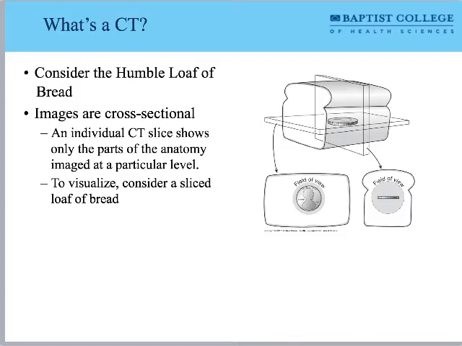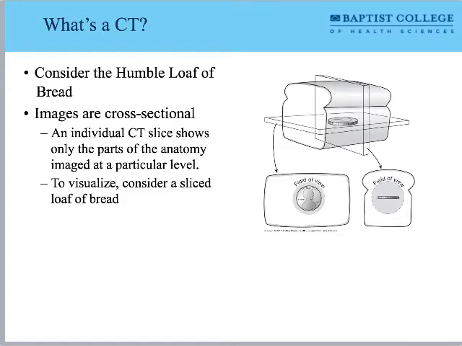Well, what is CT? What is the best way to explain it to our patients? Looking at our textbook, she says, think about a loaf of bread. And you've probably heard people make this comparison before. It's a really useful comparison, right? What we're going to get is images that are cross-sectional through that loaf of bread. So like slices through the loaf of bread.